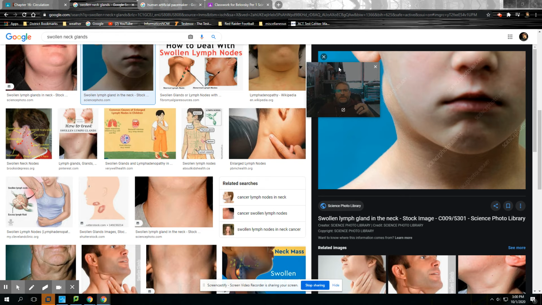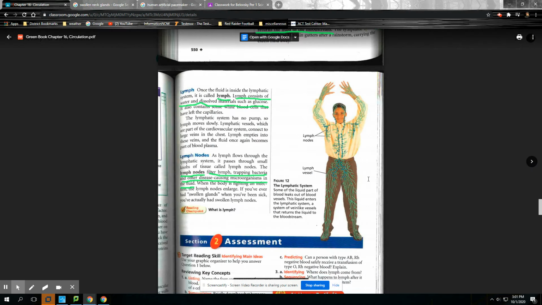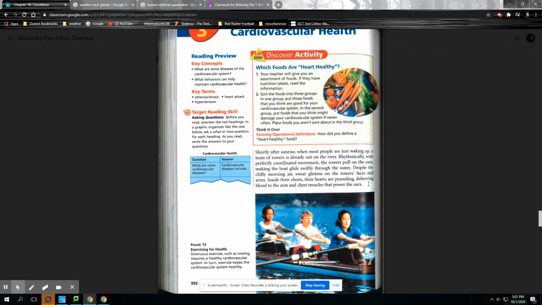And I'm kind of in the way right here. A few years ago, I had the flu. And when I had the flu, my lymph nodes got big because of the virus that was floating around in my body. And so it took me a few extra days to get over it because the virus was stuck in my lymphatic system. All right. And that's the end of lymph.